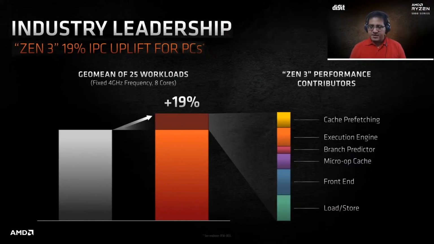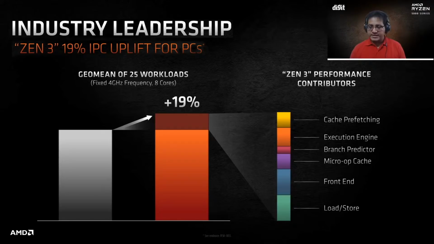The 19% figure is achieved by taking a Zen 2 processor and a Zen 3 processor, running them at the same fixed frequency of 4 GHz, using the exact same setup, and then running multiple workloads to see how much performance gain is observed in each workload. So in effect, this 19% figure is a geometric mean of the results obtained from 25 different workloads.